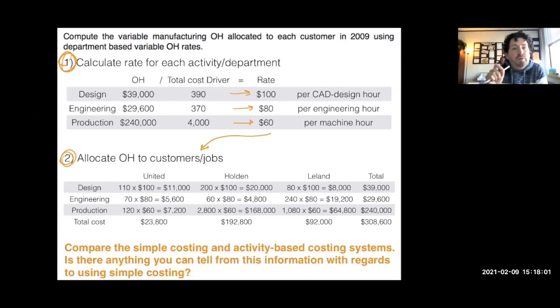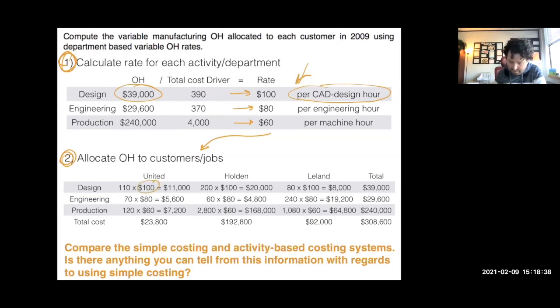Now, some of you be very careful with this. If you'll write out what your rate is, it's not 100, it's not $100. It's $100 per CAD design hour. That will help you to see what I'm supposed to multiply it by. Okay, because some of you wanted to multiply it times $39,000. Well, we know we're not multiplying it times dollars because it's based on CAD design hours. Okay, so just go ahead and write out the whole rate like I did here with dollars and its name. That way it makes it so much easier when you're multiplying it through, okay?